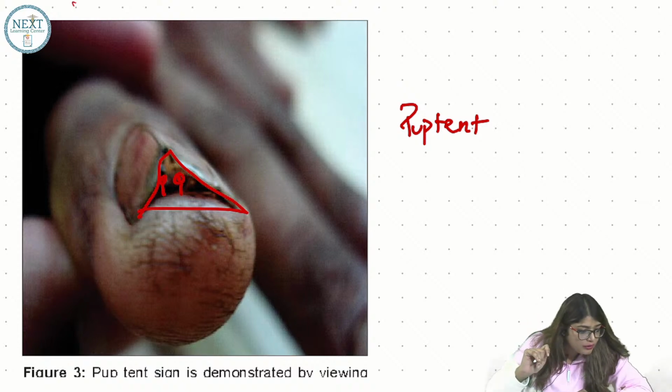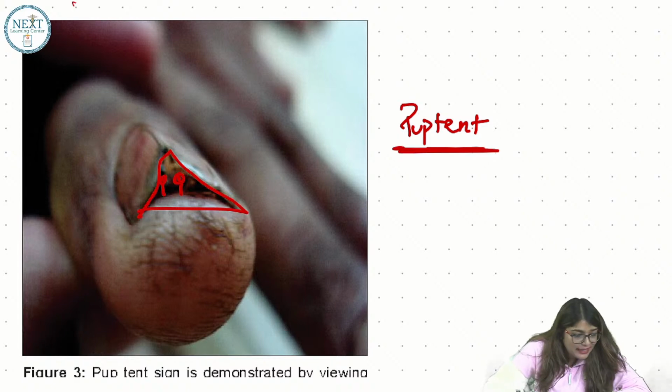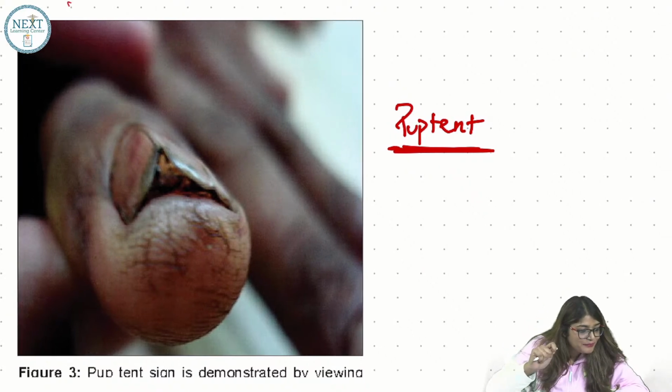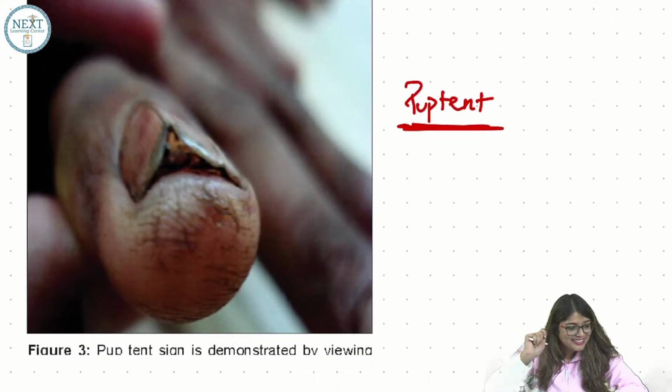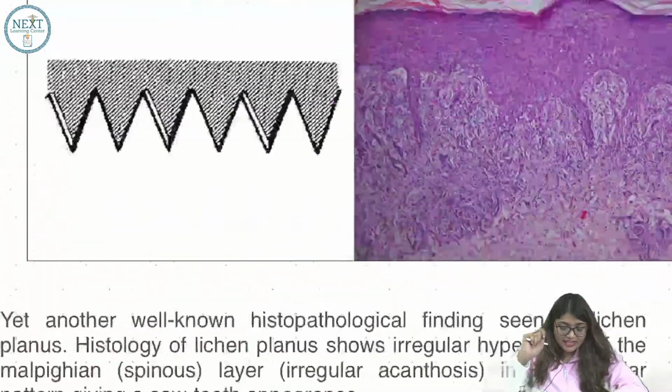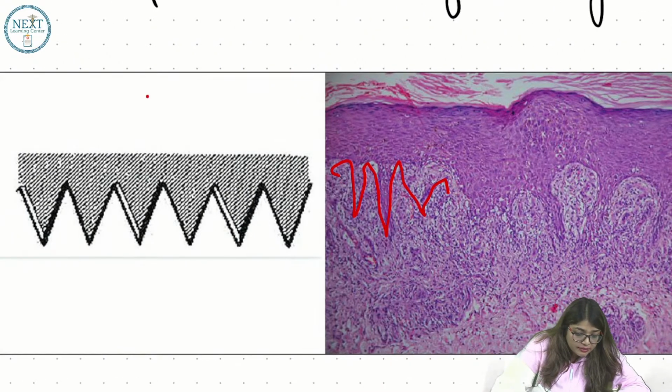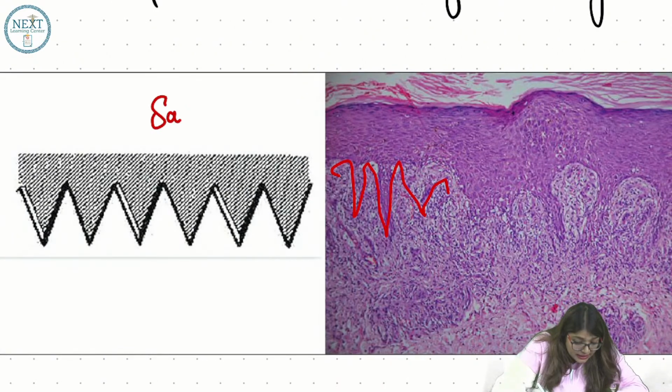Yes, so you saw? Yeah, this is your pup tent sign. Can you see two people sitting inside the pup tent? And yes, this is seen in lichen planus again. And this is your sawtooth acanthosis. I don't want you to remember the image. It looks like a sawtooth, okay? It is seen again in lichen planus.